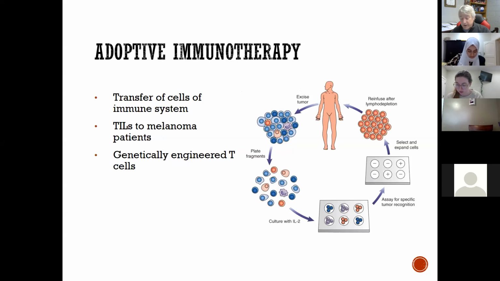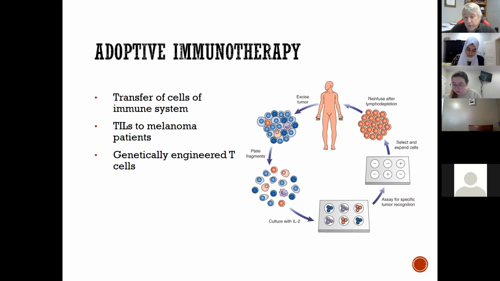Tumor infiltrating lymphocytes. The patient's tumor is surgically removed and cut into fragments, which are cultured in vitro with IL-2. The cultures are screened for lymphocytes with potent anti-tumor activity. Positive cultures are expanded further in the presence of IL-2 and infused into the cancer patient. Before infusion, the patient has been treated with a high dose of chemotherapy or radiation to deplete the immunosuppressive cells.